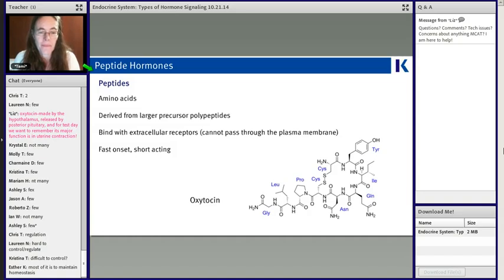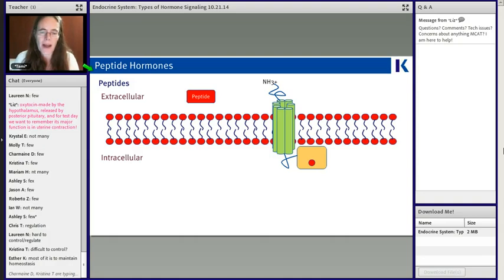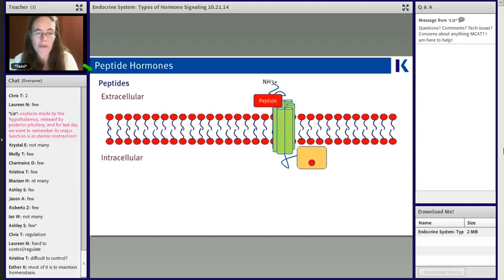Now, let's look at our peptides here. So if I have a peptide, I have this intracellular protein. So what's going to happen here? My peptide hormone is going to come. It's going to bind to its receptor. Notice it bounced off the membrane. Why? Because it can't go through the membrane, can't pass through that hydrophobic core. So it binds to its receptor, which then turns it on.